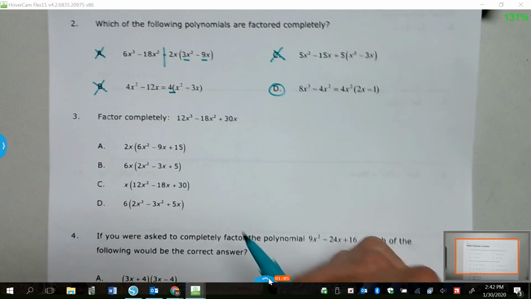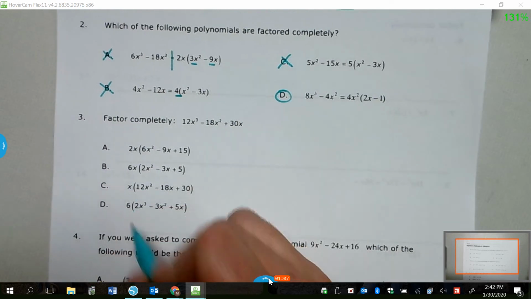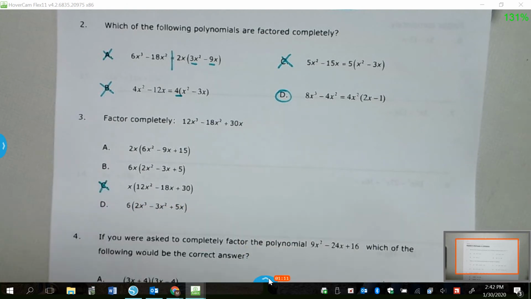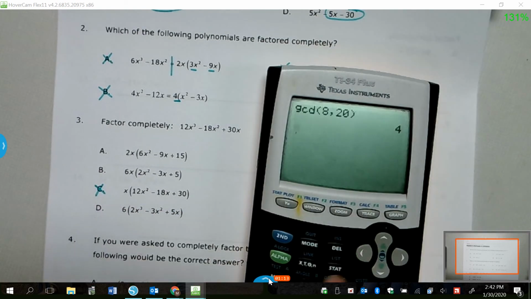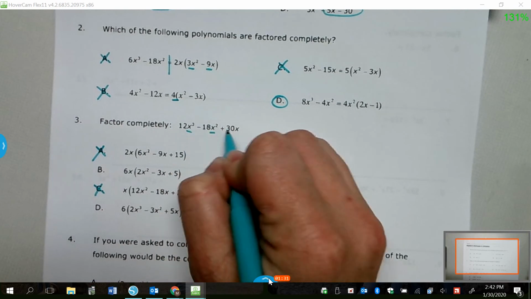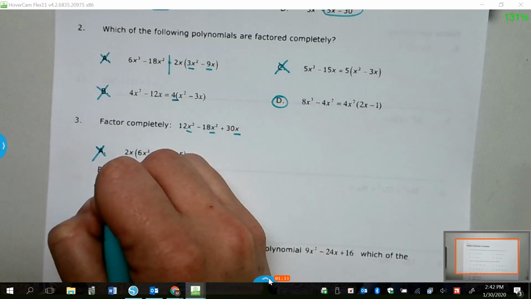Factor completely. So let's find the GCF, because if you notice, all the GCFs are different. Like this still has a GCF left in it, so we know that's wrong. If you don't remember, you can do math right 9, and we do 12, 18, so 6. Then math right 9, use the 6, comma your third number, which is 30. So 6 is my GCF, so I know it's not A. Do they all have an x? Yes, so I should have taken out an x, which is B.